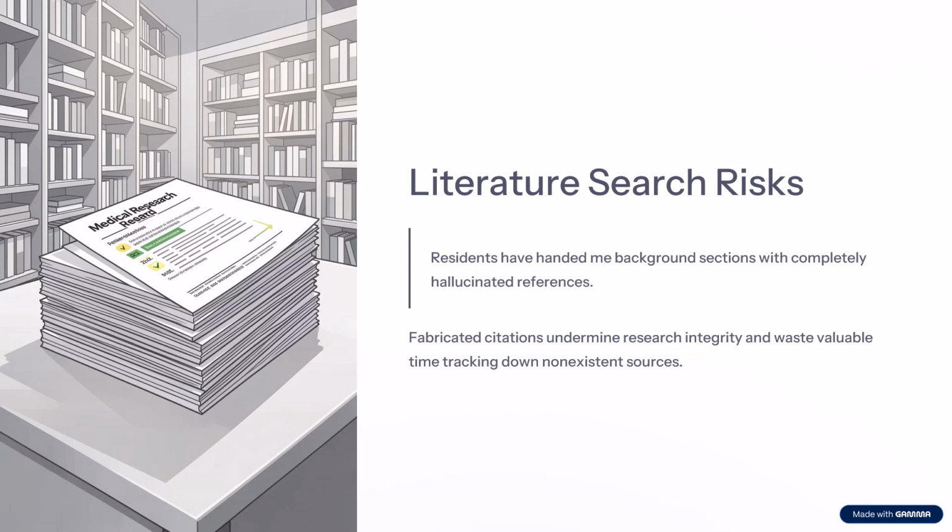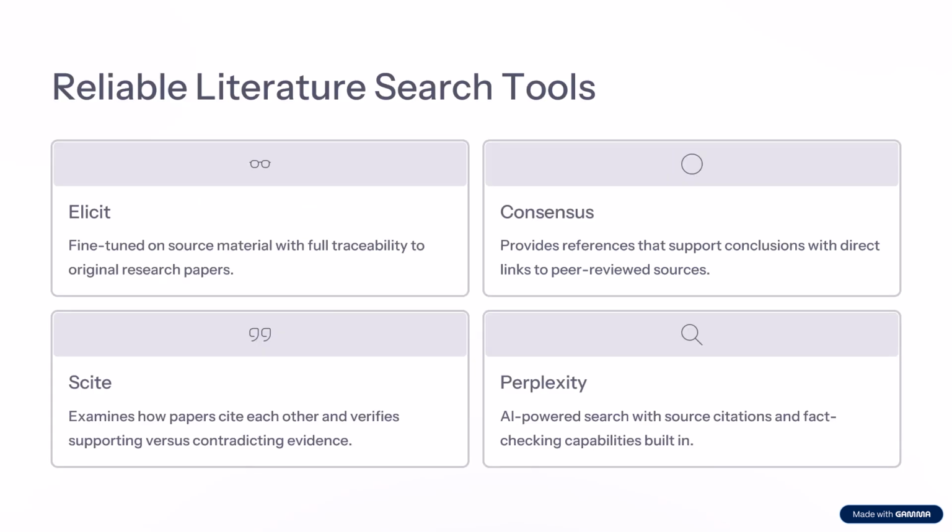Next, let's talk about literature searches. Residents have handed me background sections with citations that were completely hallucinated. If you submit that to a journal and they check, you will be called out and people will remember. There are reliable literature search tools. I use Elicit. Consensus and Cite are also solid. Perplexity is useful but sometimes pulls from non-medical sources. All of these tools offer traceability. They show you exactly where their claims came from.